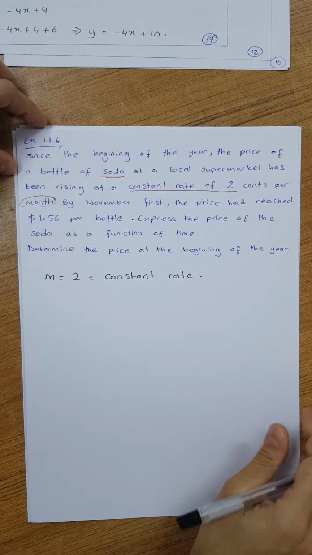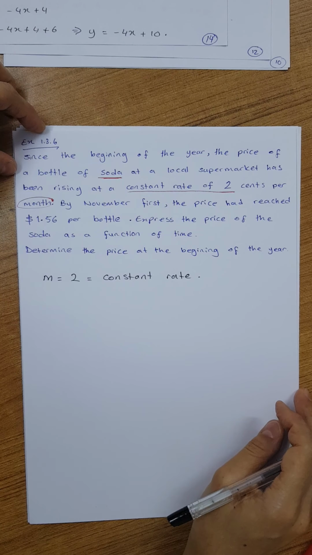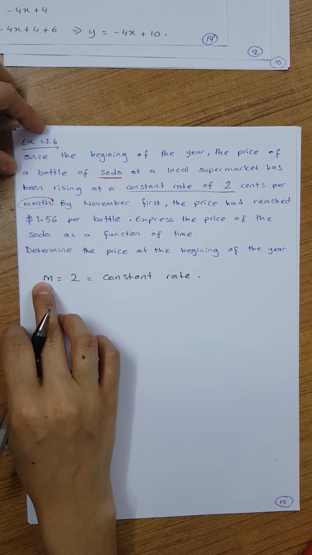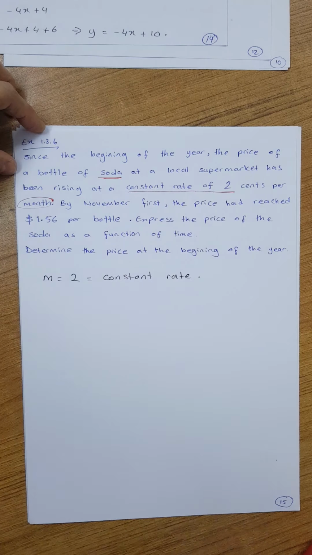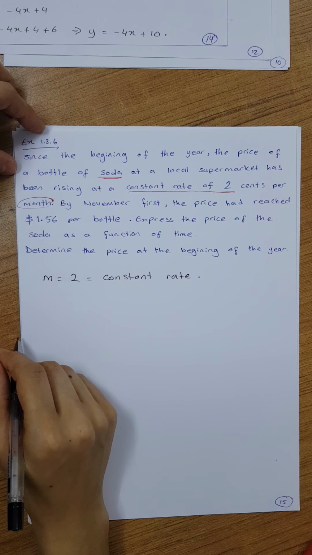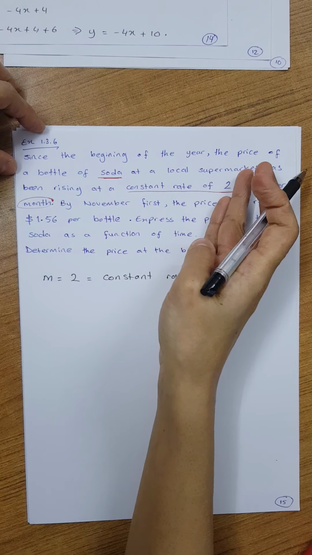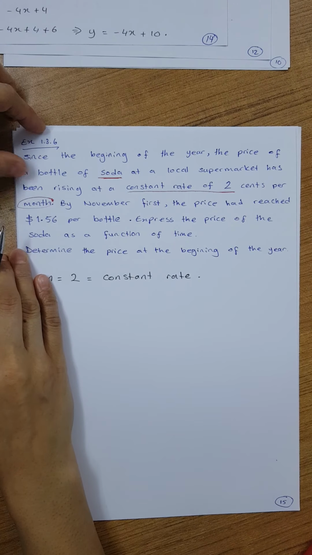That's what the constant rate is. Because I told you when we were talking about linear functions, I said that if a function is increasing at a constant rate, that is the m. So since it is a constant rate, 2 cents per month, m is equal to 2. The slope of the function that we have got is equal to 2. Okay, so far we have got bottle of soda, supermarket, constant rate of 2.